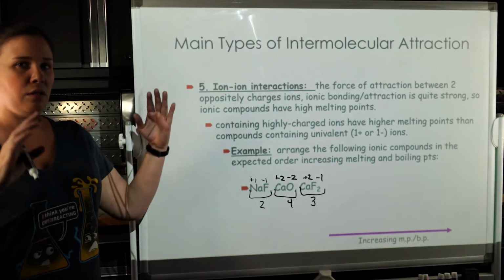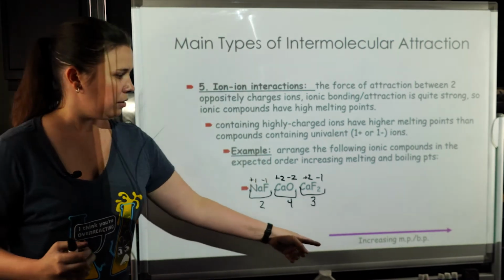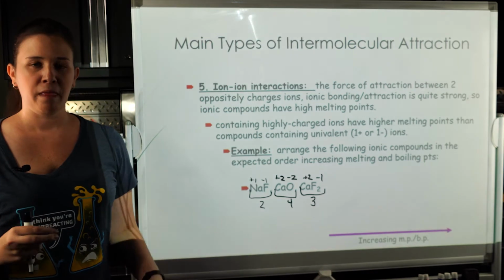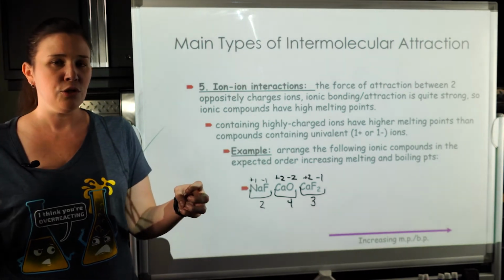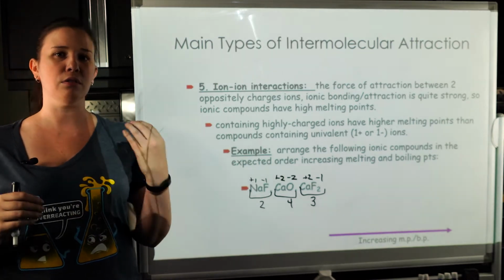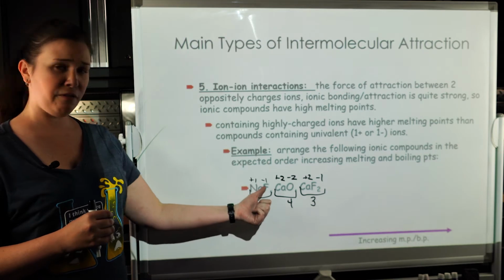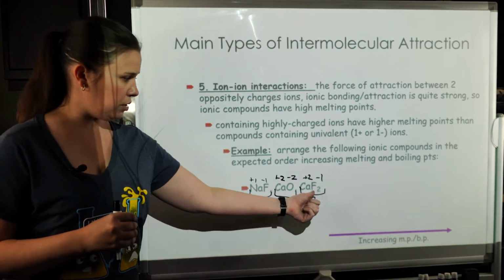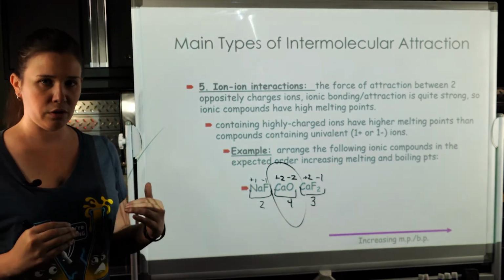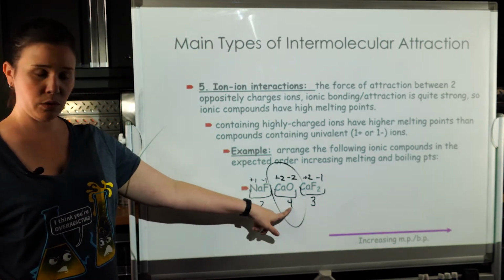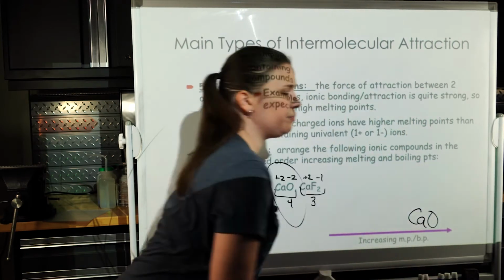Now, if the bigger difference means a stronger bond, that's going to affect our melting point. Because in a melting process, we're breaking those intermolecular attractions. So if they're stronger, they're going to be harder to break. So what would be hardest to break? The NaF, CaO, or CaF2? The greater the absolute difference, the stronger the bond. So the greatest absolute difference is 4. And so the highest melting point then would be CaO.